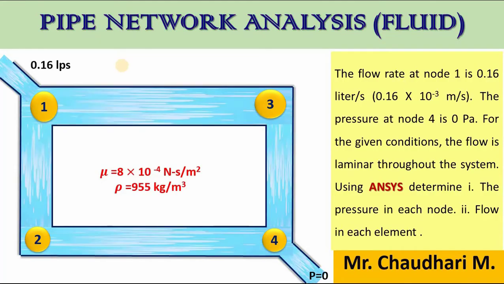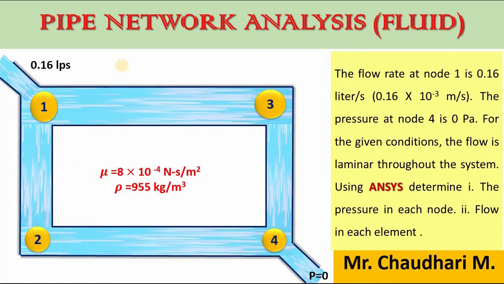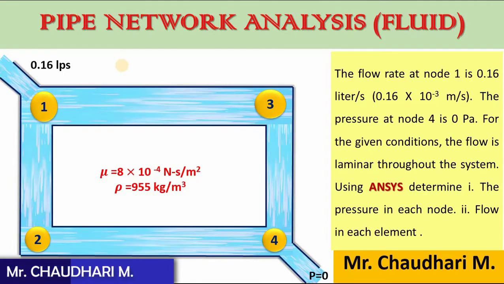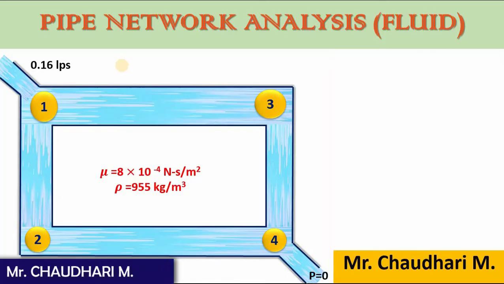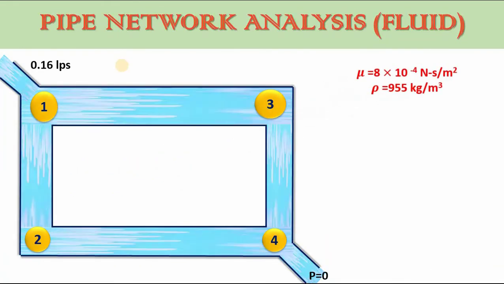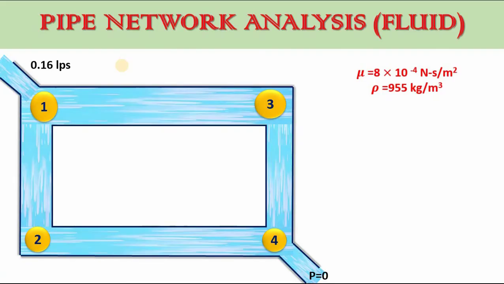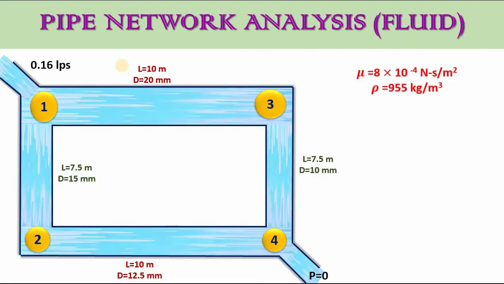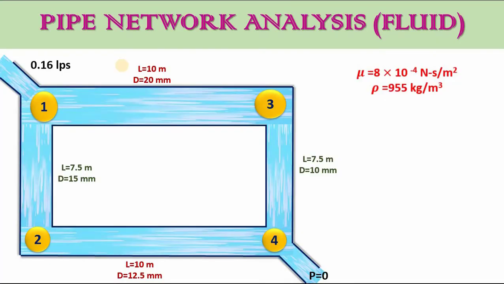Again some values are given. The dynamic viscosity is given, and this value is 8 into 10 raised to minus 4 Newton second per meter square, and the density of the fluid is given. Then in this overall channel, there are some dimensions, and the length of the pipe is given. See here, for 1 to 3, the L and D values, length and diameter of these pipelines, are given. So the overall system is given.